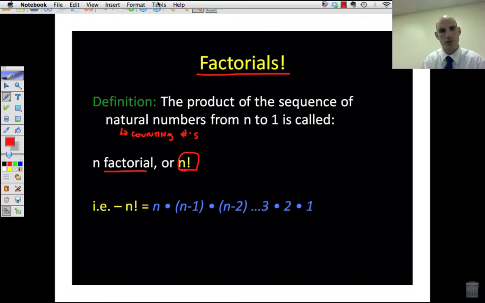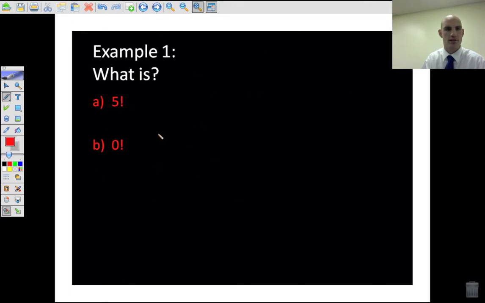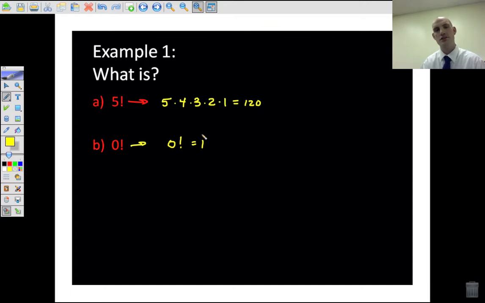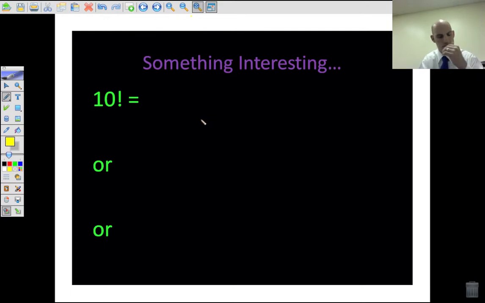Okay, so that's the technical definition. Here's what it actually looks like in practice. 5 factorial is equal to 5 times 4 times 3 times 2 times 1, and if we take the product of that, we end up with 120. An interesting note here: 0 factorial is always going to be equal to 1. Okay? So don't get confused. It's not 0 times something. It's going to be 1. Alright? So that's how factorials work. Permutations are based on factorials.